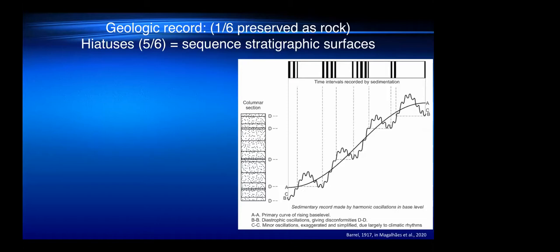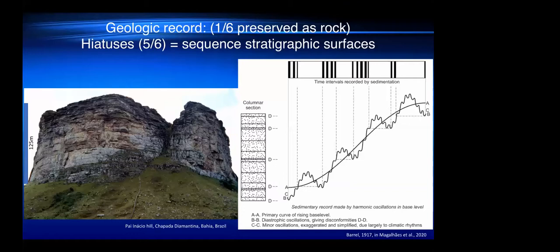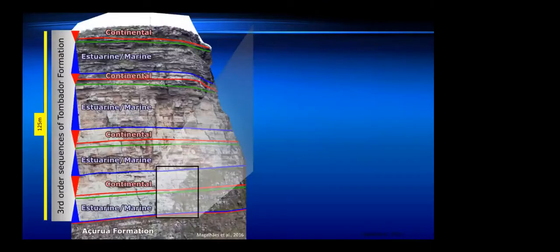Hiatus accounts for 5/6 of the time and is represented by stratigraphic surfaces. In turn, such surfaces stand for heterogeneities, breaks in the sedimentation pattern. From a seismic line, we cannot see details or heterogeneities that may impact the fluid flow in the production. Let's see those surfaces on an outcrop. Now, let's zoom in to show the vertical stacking of different deposits bound by those major low resolution surfaces in red, blue, and green.